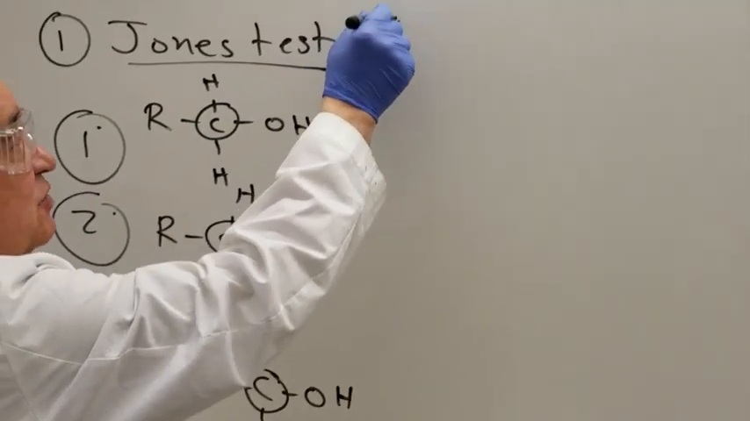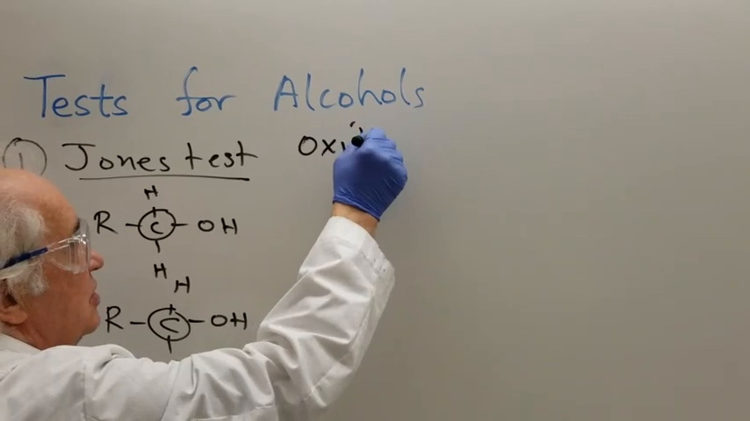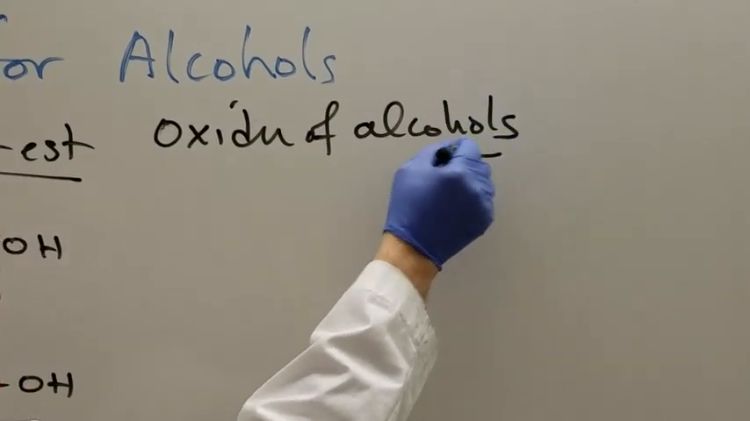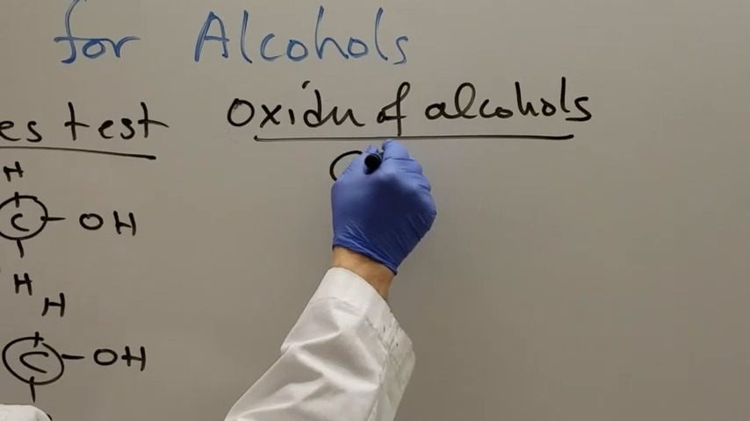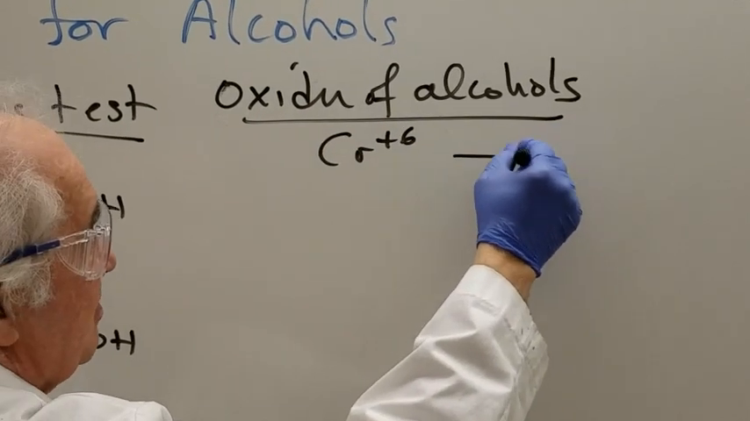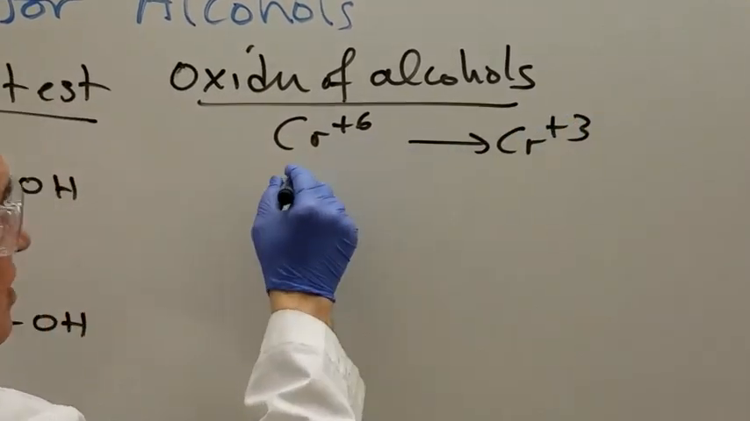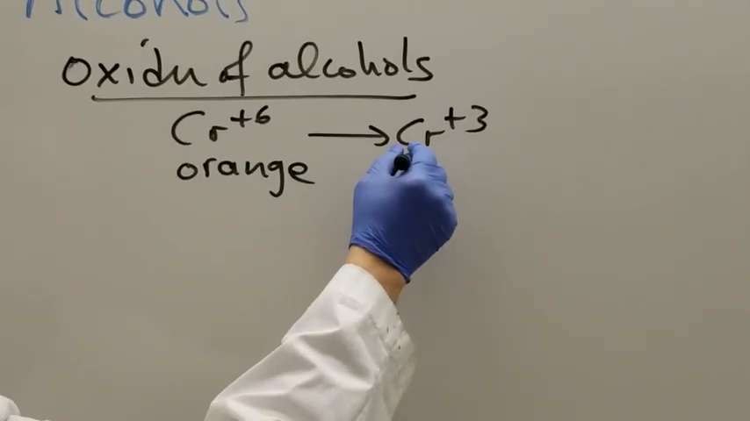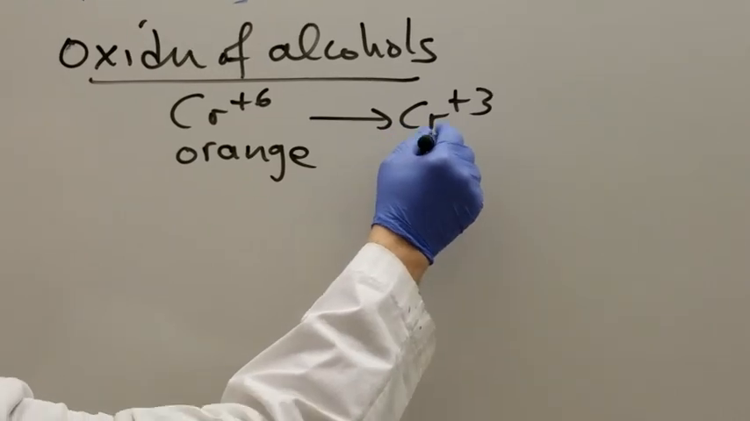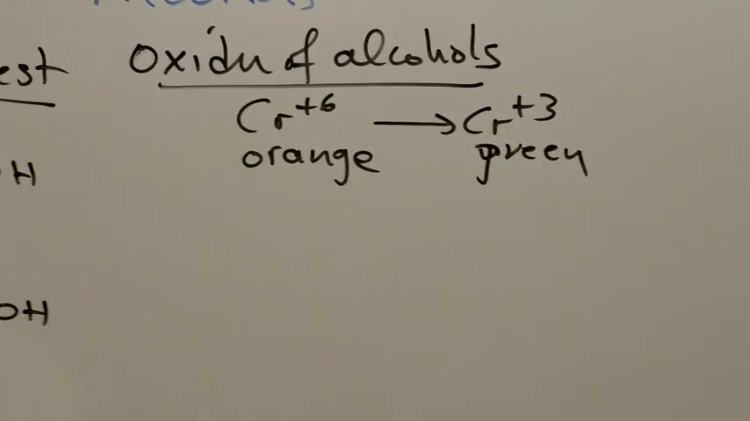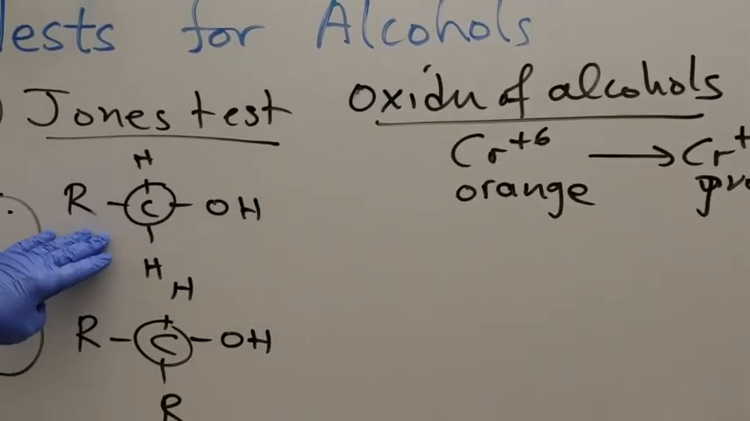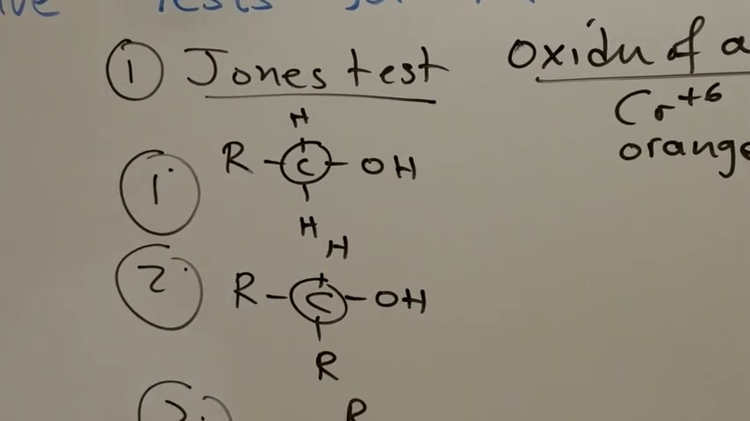The Jones test is an oxidation of alcohols test. And what we use here is chromium plus 6, which will become chromium plus 3. Chromium plus 6 is orange. Chromium plus 3 solution is green. Okay? So, what is going to happen now is you are going to test these alcohols.